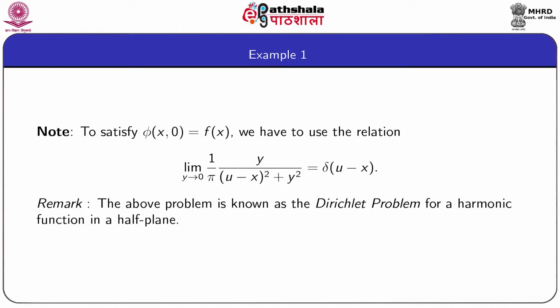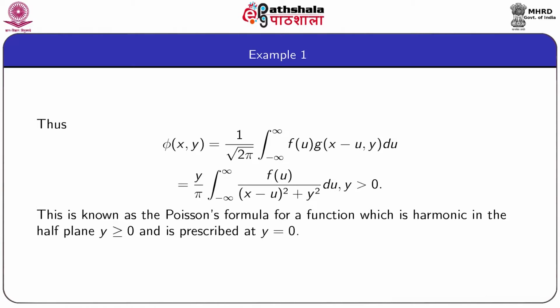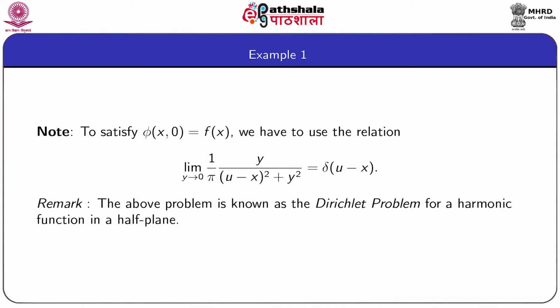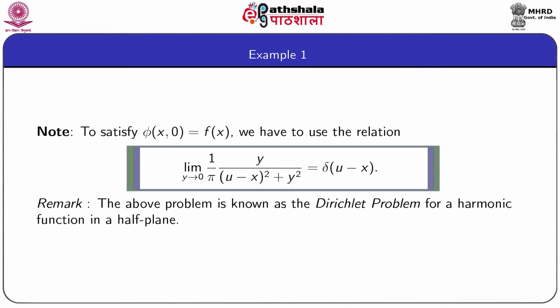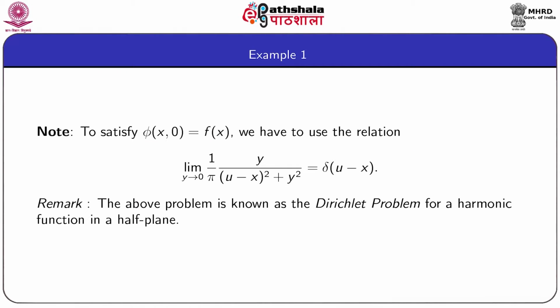Here we may note that to satisfy phi at y equal to 0 is f(x), from this relation, we have to use the relation limit y tends to 0 of 1 by pi, y by ((u minus x) whole square plus y square), equal to delta of (u minus x). Here delta is the delta function. And the above problem is known as the Dirichlet problem for a harmonic function in a half plane.